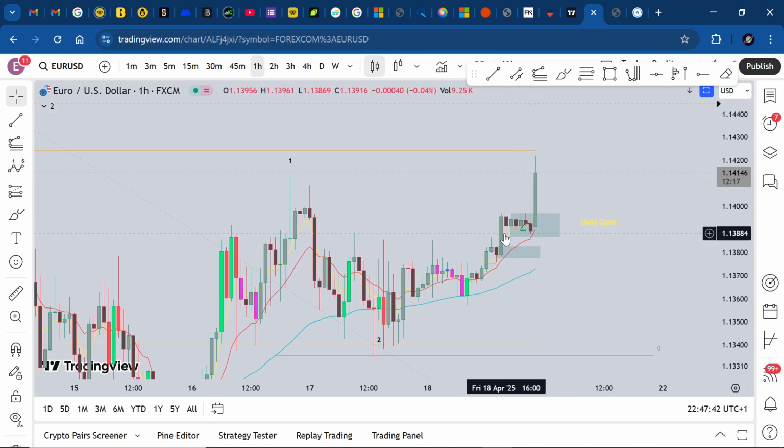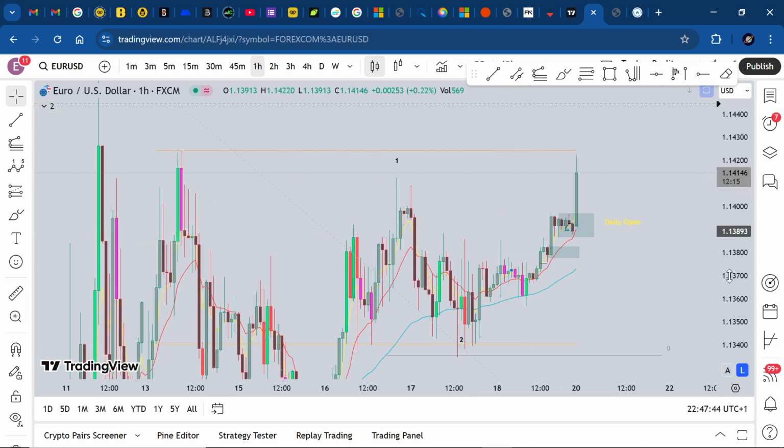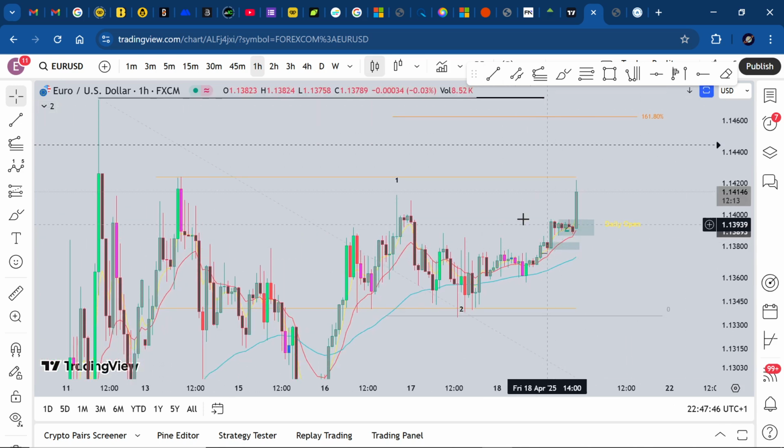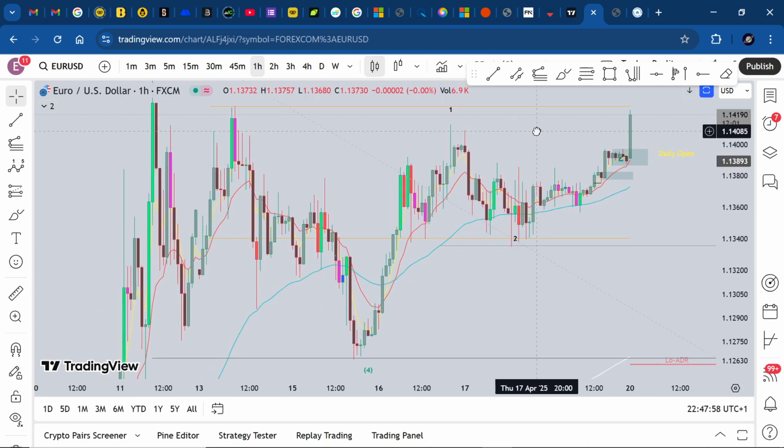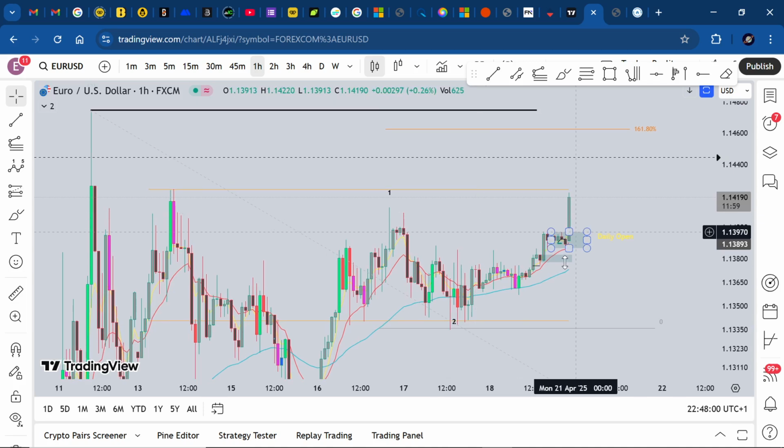And so if this is to continue bullish, I wouldn't expect it to go there. So for argument's sake, if price was to break this high and return to here, I would definitely be looking for buys to the upside. My bias is to the upside.